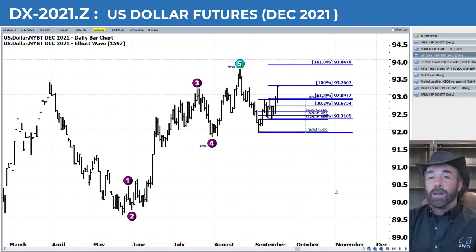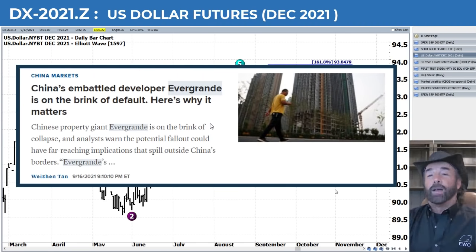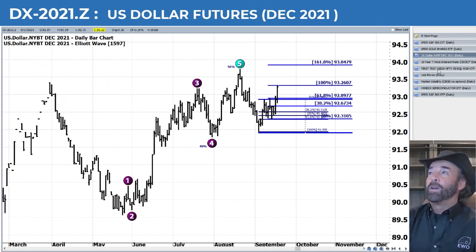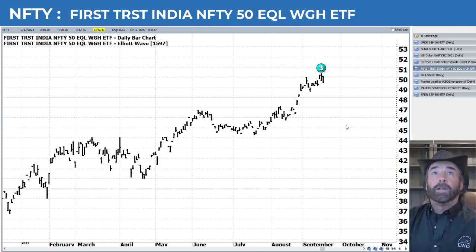China has their problems. Evergrande, their number one property development company in China, is really on the brink of default, and that's going to have repercussions around the world with all the banks that they're involved in. But then we come over here and look at the Nifty, which is India.